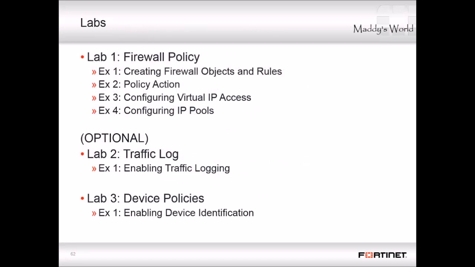Now it's time for the lab exercises. The first lab is all about working with firewall policies. Exercise 1 goes into creating different objects and putting them into rules. Exercise 2 has you working with different policy actions. Exercise 3 will have you make a virtual IP. In Exercise 4, you will work with IP pools. Lab 2 is optional and covers traffic logging. In Lab 3, you will be working with device policies. If you finish the first lab, go ahead and move on to Lab 2 and Lab 3.